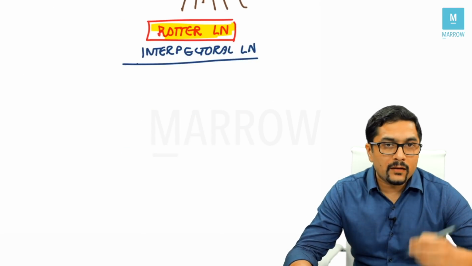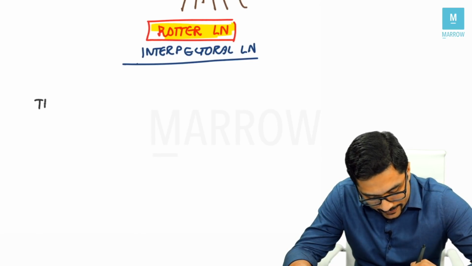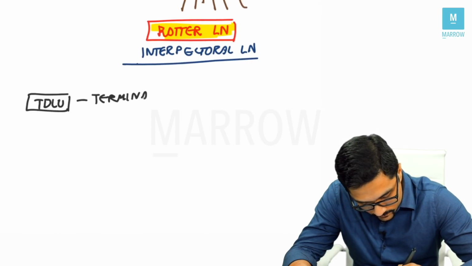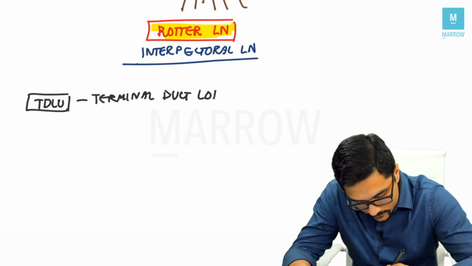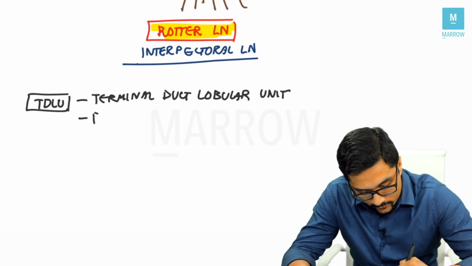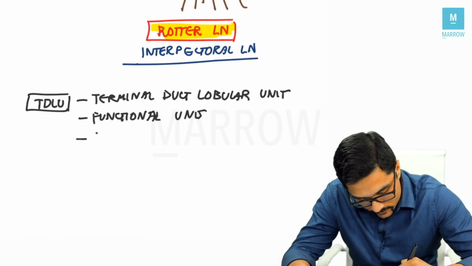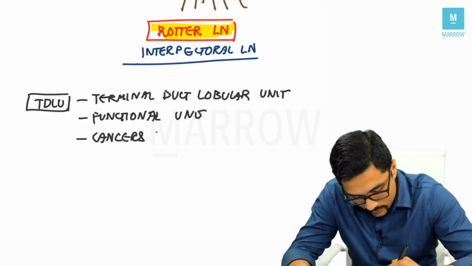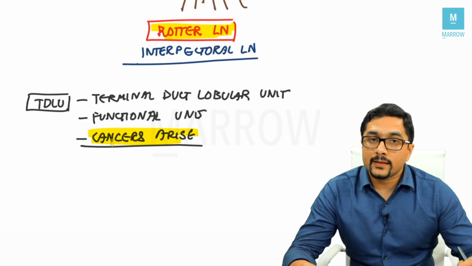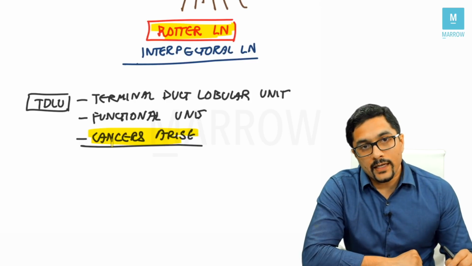Another point in the surgical anatomy before we move on to triple assessment is that I want you to know about TDLU. TDLU is the terminal duct lobular unit, and the terminal duct lobular unit is the functional unit of the breast. The importance is that the majority of cancers arise from the terminal duct lobular unit only. So these were the points in the surgical anatomy which you should be aware of.